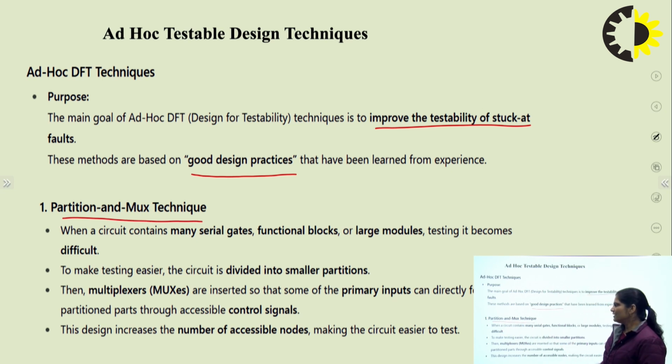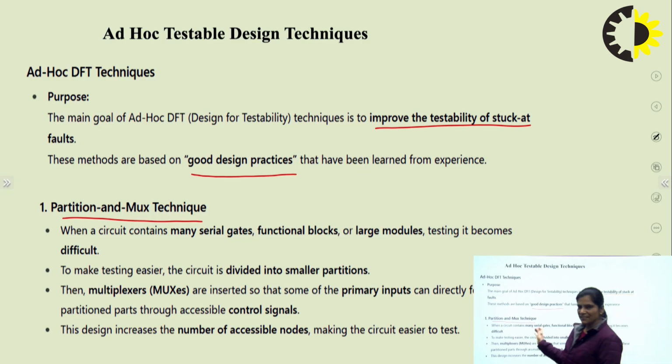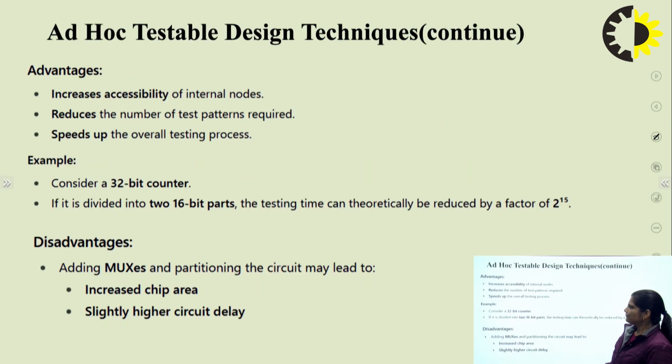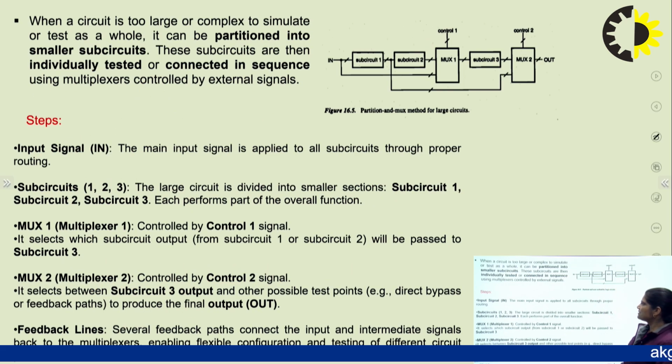When a circuit contains many serial gates, functional blocks, and large modules, it is very difficult to test all these in a single circuit. So we have to make testing easier. The circuit is divided into smaller partitions. So we can take an example. Let us take this example.